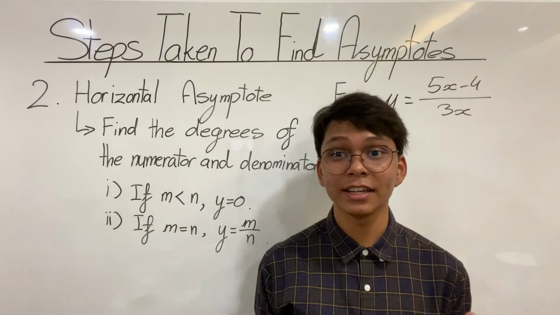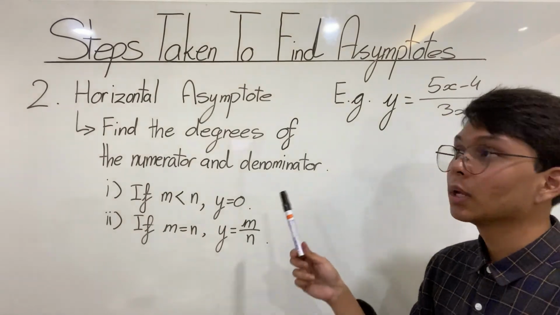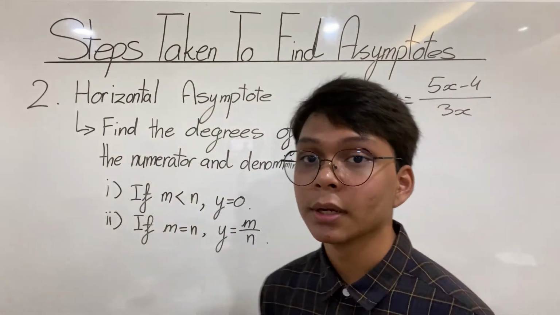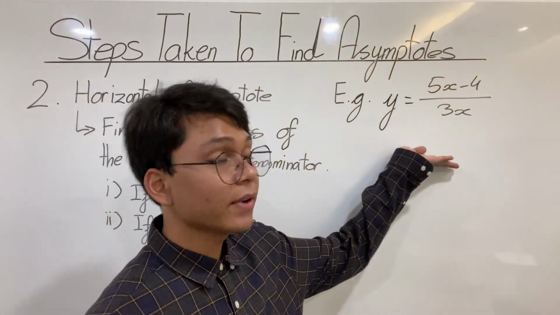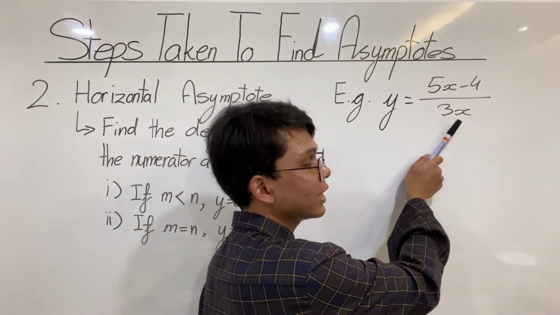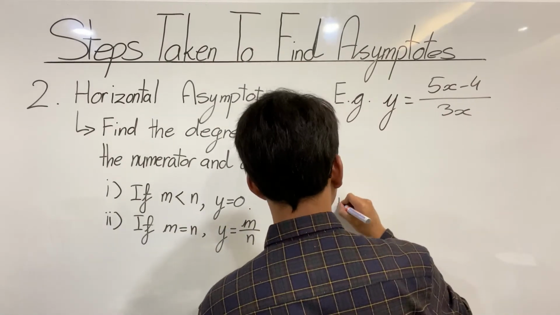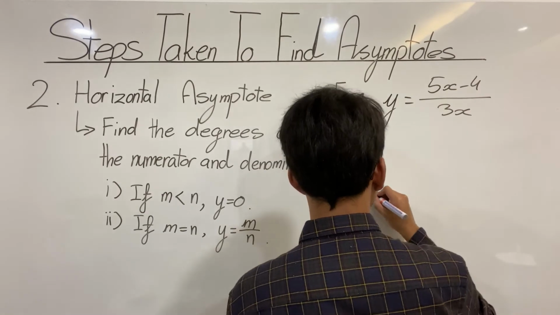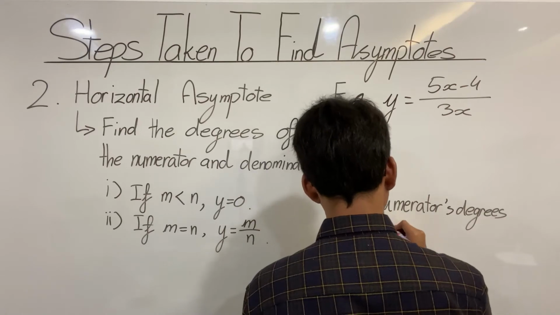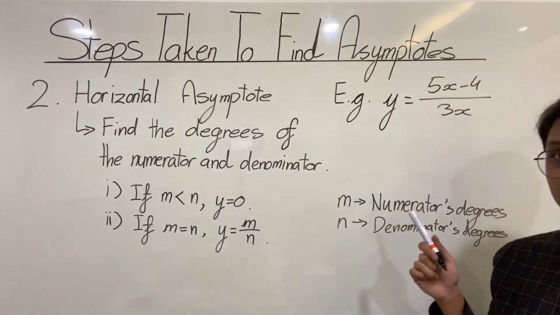Second thing we're going to find is the horizontal asymptote. Now, in order to find the horizontal asymptote, we must look at the highest degrees of the numerator and denominator. Observe, y equals 5x minus 4 over 3x. So you see 5x is the highest for the numerator and 3x is the only one. We use m and n to represent the degrees. So m is meant to represent the numerator's degree and n the denominator's degree.